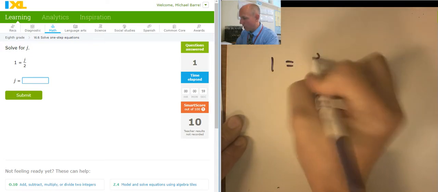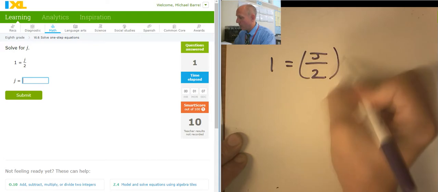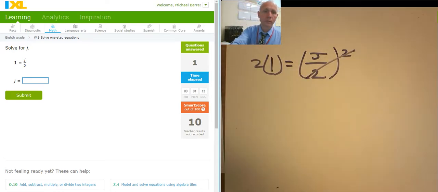1 equals J over 2. Who is the variable? J. Who's bugging it? 2. What's the 2 trying to do? Divide. How do I fight division? Multiplication. I would like to multiply both sides by 2. J equals 2.